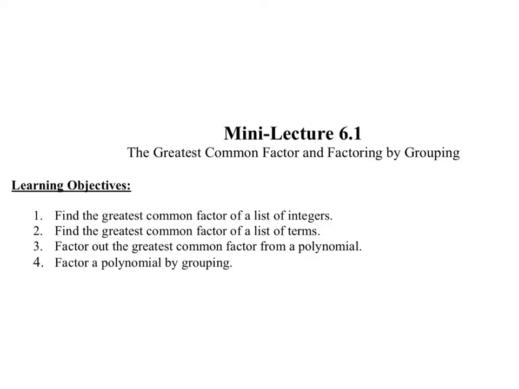In section 6.1, we're looking at the greatest common factor and factoring by grouping. Our learning objectives are to find the greatest common factor of a list of integers, find the greatest common factor of a list of terms, factor out the greatest polynomial factor from a polynomial, and factor a polynomial by grouping.